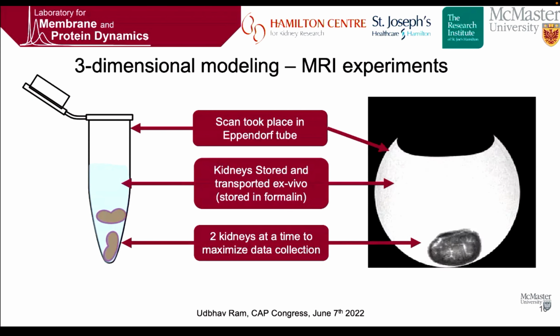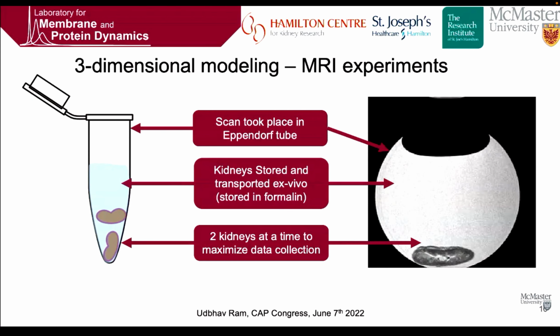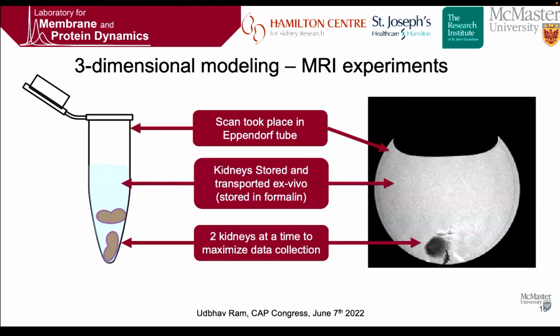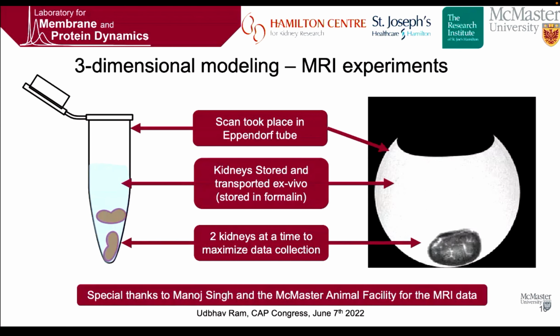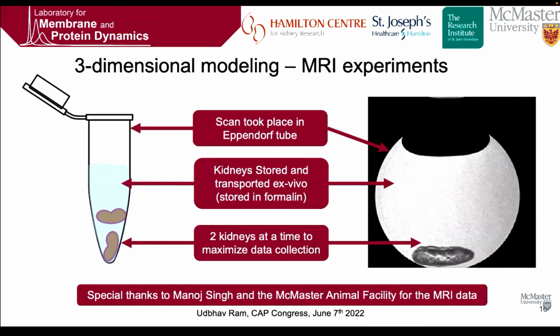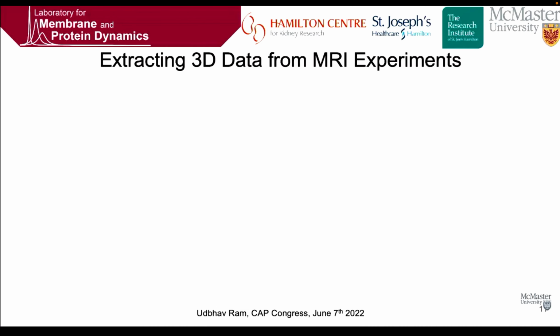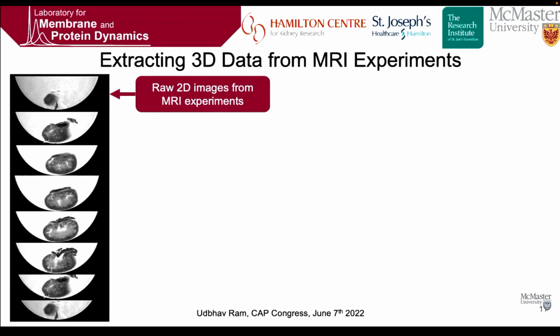As you can see, you have an MRI, this is fairly standard, where we're going through the object on one axis. Special thanks to Manoj Singh and the McMaster Animal Facility for having enabled us to get this MRI data. And so the question is, well, how can we get a usable 3D model for us to actually use in our experiments? So as we know with any video, and especially MRIs, it's just a series of static images.